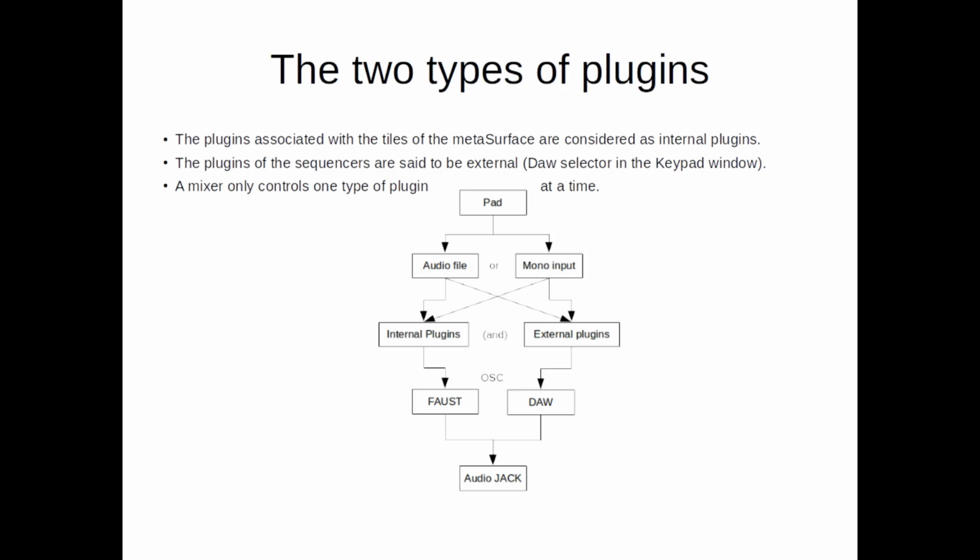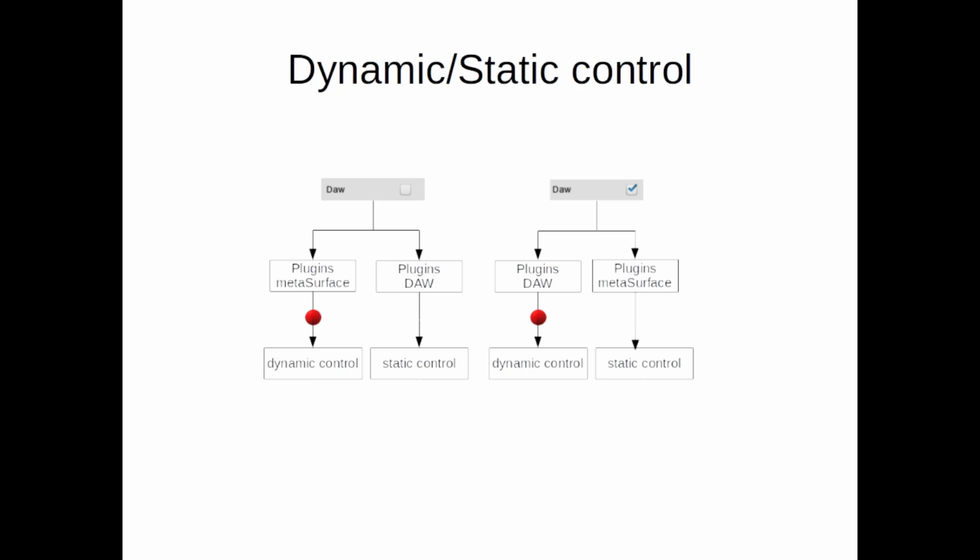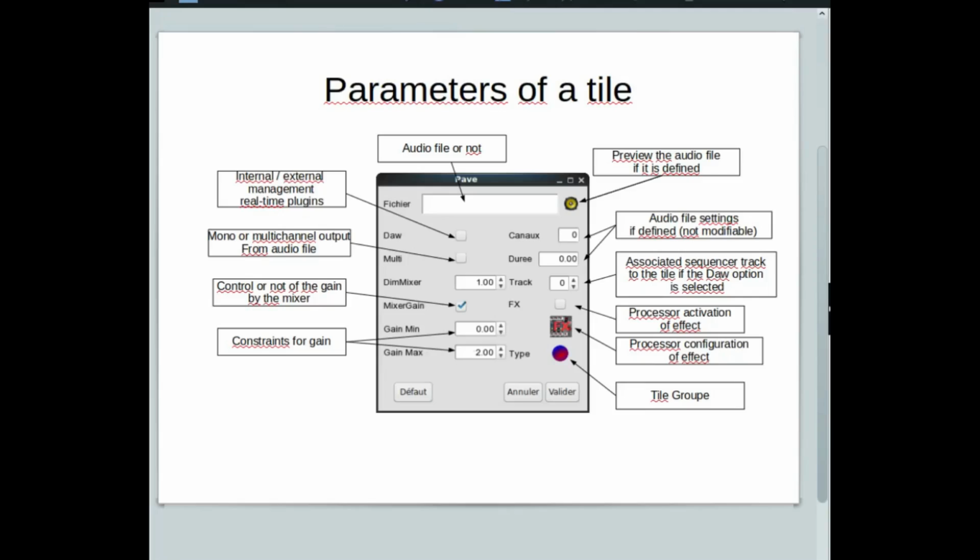There are two types of plugins associated with the tiles: internal ones managed by the metasurface and external ones managed by a sequencer. It is possible to define the plugins in the metasurface and the sequencer together. A mixer can only control one type of plugin at a time for a tile. According to the state of the tile's door setting, the metasurface's settings will either be dynamic, controlled by the mixer, or static, controlled only by the GTK interface. Only the selected settings of a plugin will be dynamically modified.